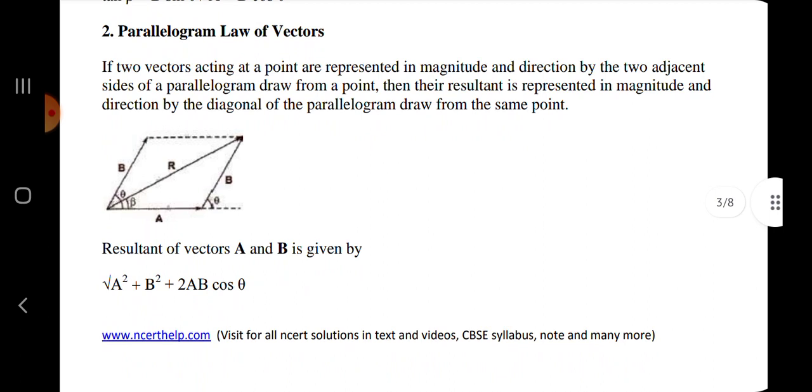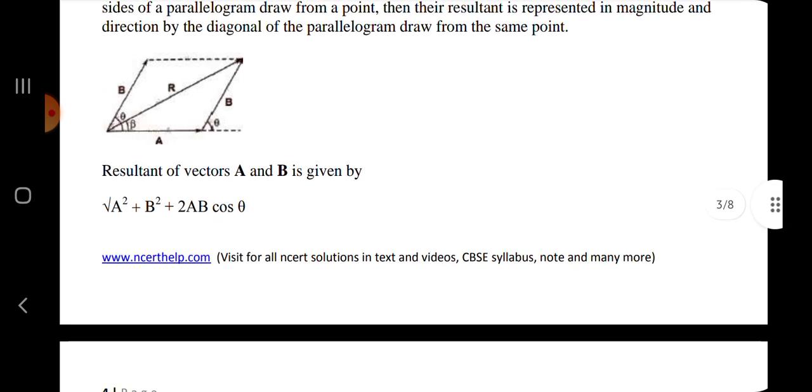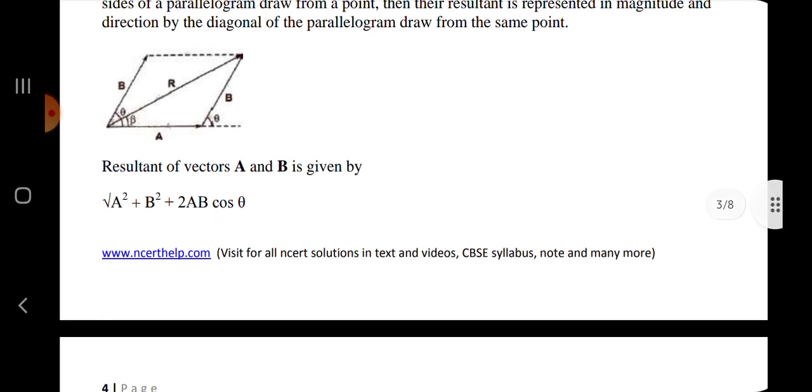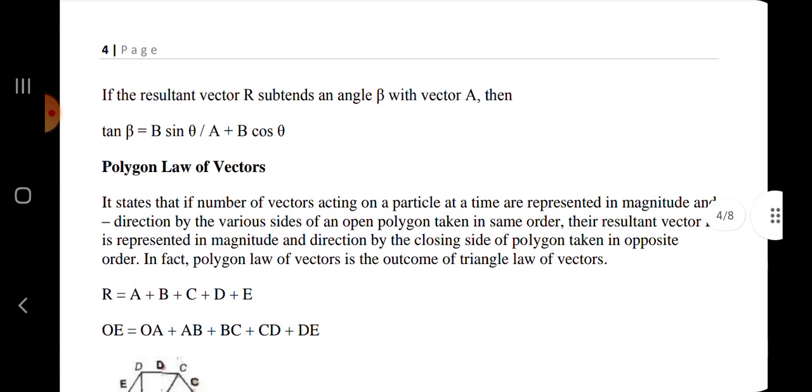Then the parallelogram law of vectors states that if two vectors acting at a point are represented in magnitude and direction by two adjacent sides of a parallelogram drawn from a point, then the resultant is represented in magnitude and direction by the diagonal of the parallelogram drawn from the same point. Resultant will be the same, under root of a square plus b square plus 2ab cos theta.